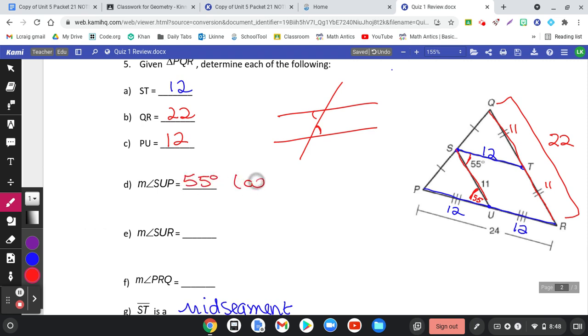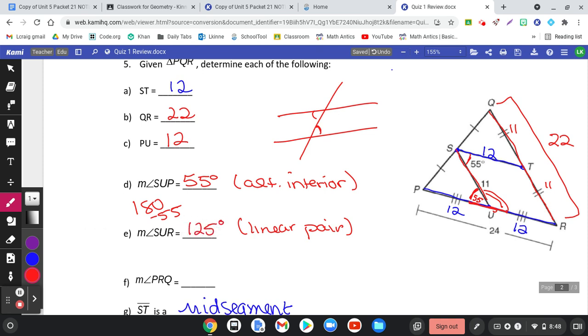All right, because they were alternate interior. You don't have to know that or write that down, but it's good to know the connection. All right, the measure of angle SUR. Oh, that's this one right here. Well, if you notice, these together form a straight line, so they're a linear pair. So if I know that one's 55, I can just do 180 minus 55, and we get 125.